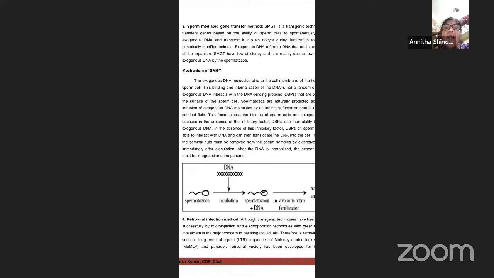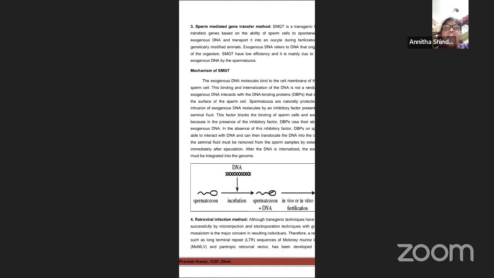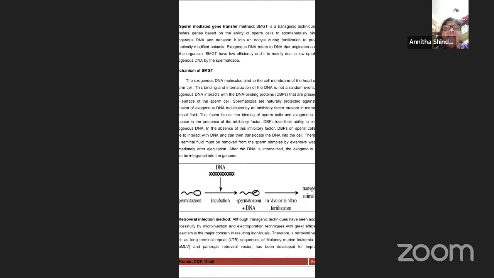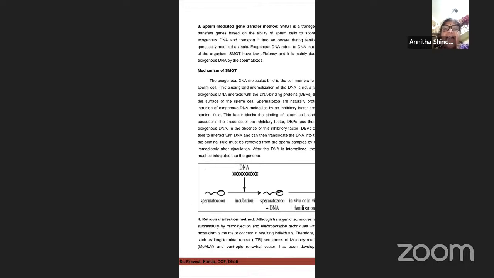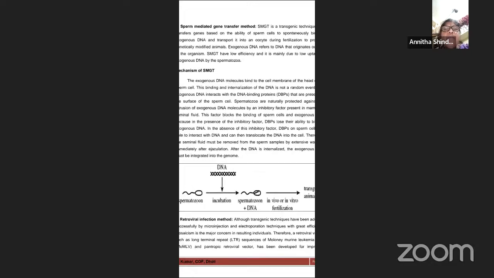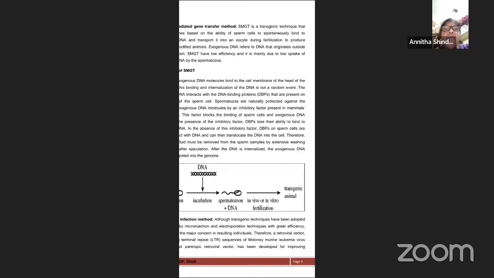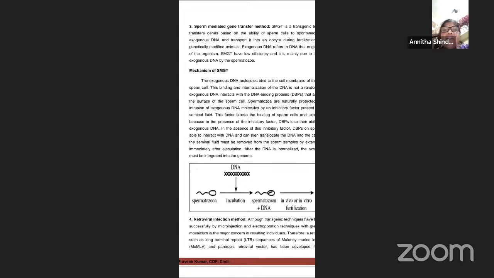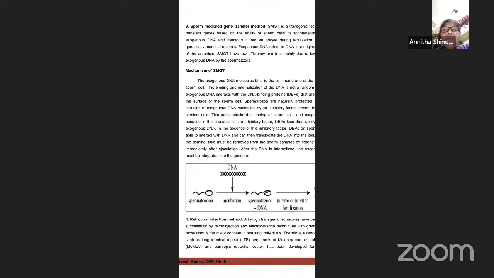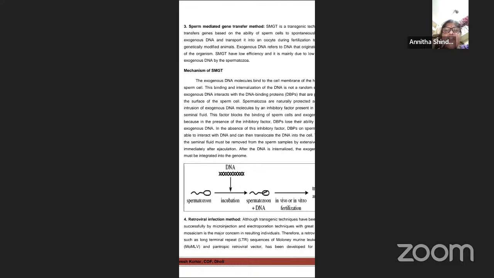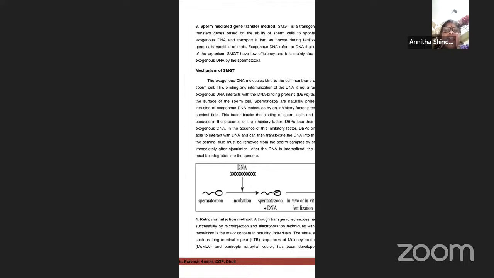Then, the spermatozoa are naturally protected against the intrusion of exogenous DNA by an inhibitory factor. This factor blocks the binding of the sperm cells and exogenous DNA, because in the presence of the inhibitory factor, the DBPs lose their ability to bind to the exogenous DNA. In the absence of this factor, the DBPs on sperm cells are able to interact with DNA, and then they can translocate the DNA into the cell. Therefore, the seminal fluid must be removed from the sperm samples by extensive washing immediately after ejaculation. After the DNA is internalized, the exogenous DNA must be integrated into the genome.